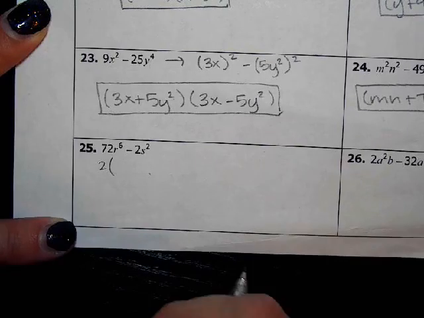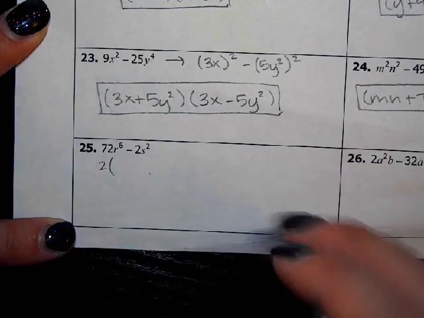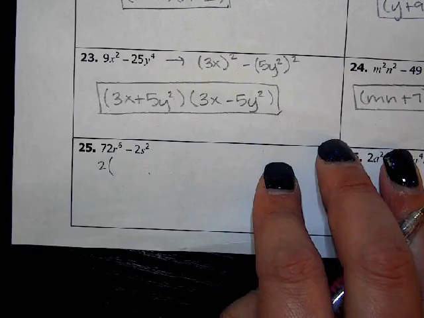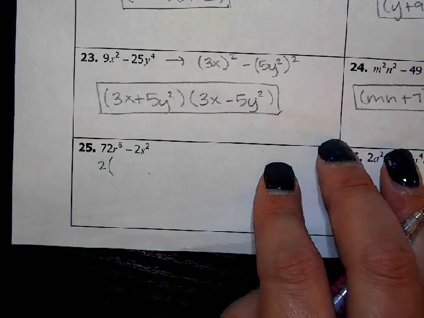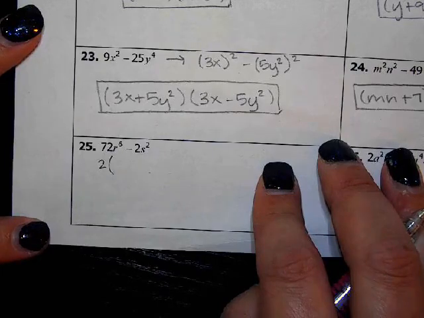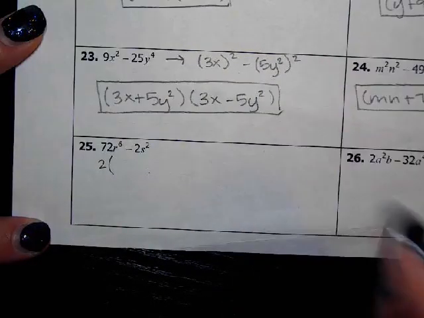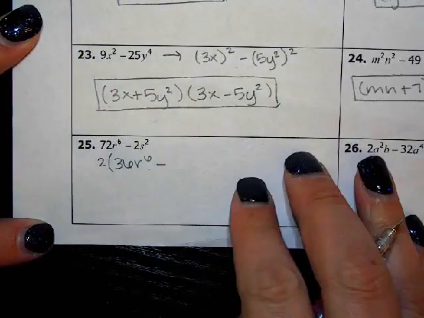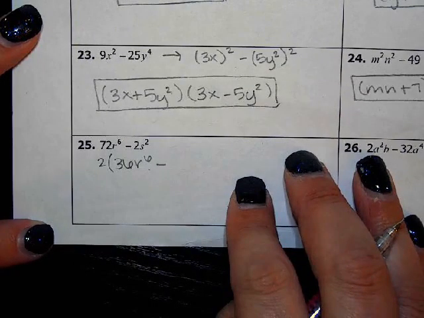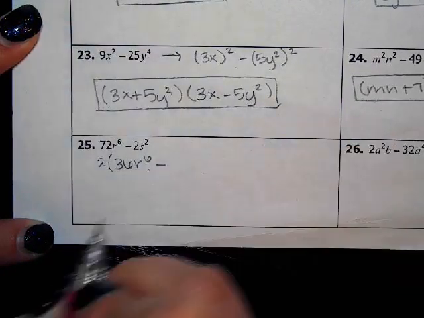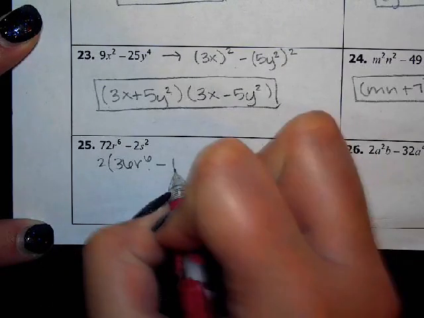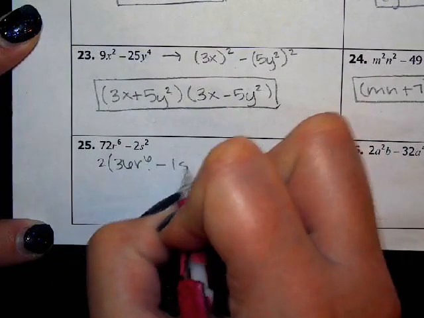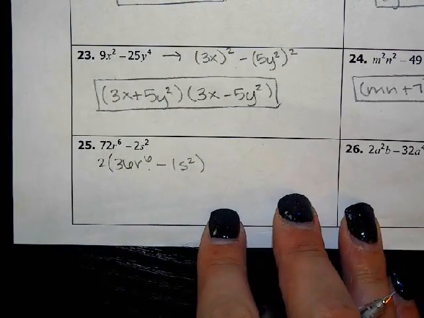72 divided by 2 is? It is not 21. 72 divided by 2 is? 36. 36 is 6 squared. True. 2 divided by 2 is 1. 1 is squared. Alright, so we've got 2 as our GCF. 36 r to the 6th minus 1 s squared.